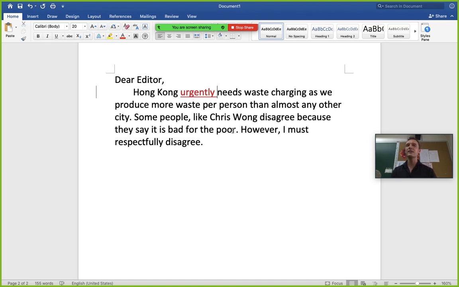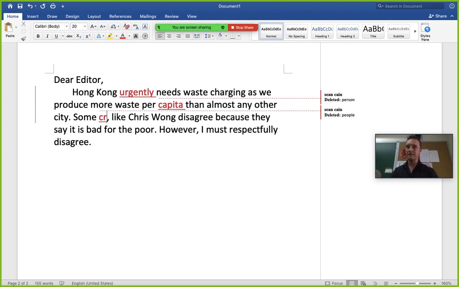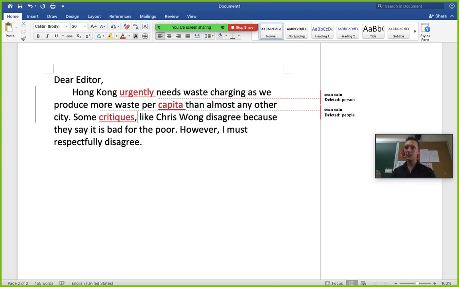Hong Kong urgently needs waste charging as we produce more waste per person. Oh, and again, like per capita, that is a term that you would know if you were in like statistics or economics. They say per capita. It means per person. So again, we're trying to bump up. We're trying to get a better score. Again, critics, because it is bad for the poor.